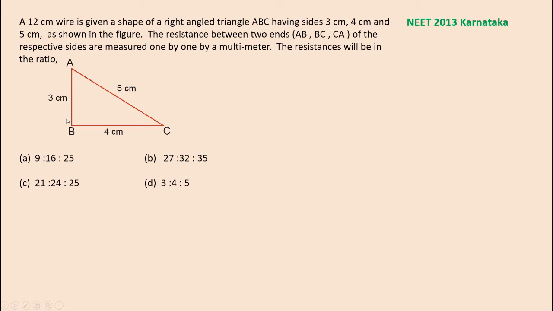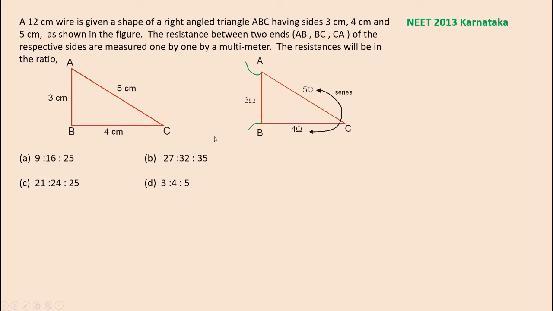So when you measure with the help of the multimeter the resistance between A and B, let's call it RAB, the multimeter measures the effective resistance. So it will not be 3 ohm alone. It will consider this as a network of 3 resistances connected in a particular fashion, and then the effective resistance between A and B will be measured by the multimeter. Now let's assume this is 3, 4 and 5 ohms respectively.